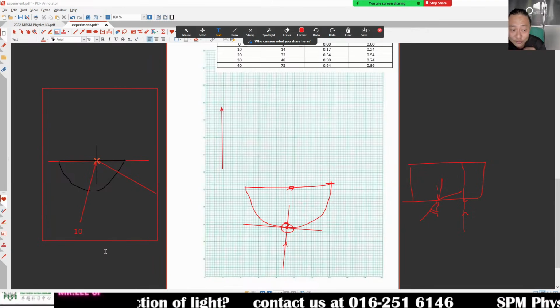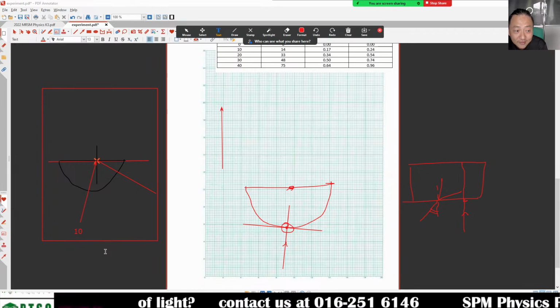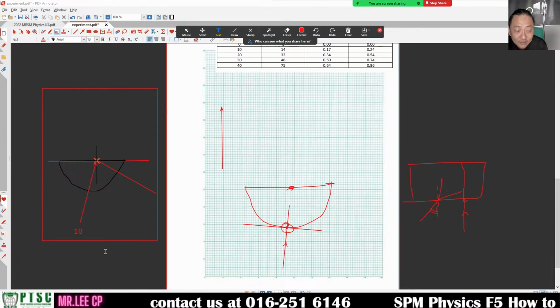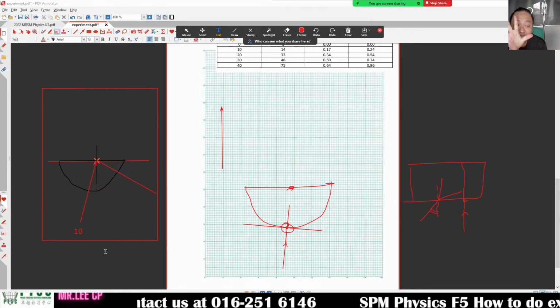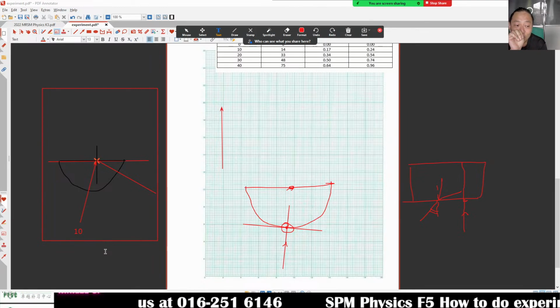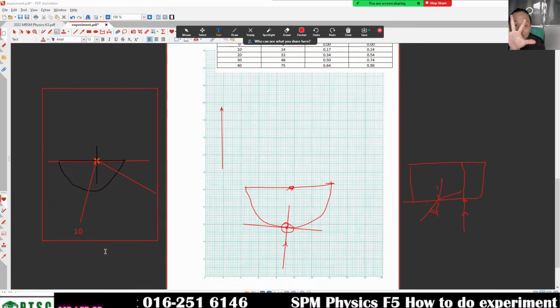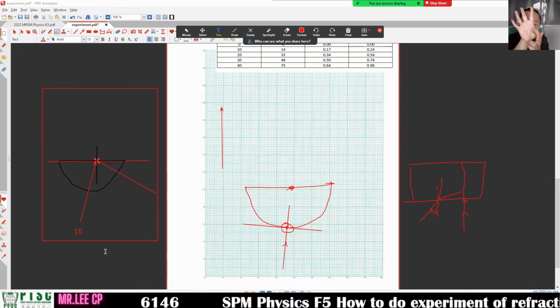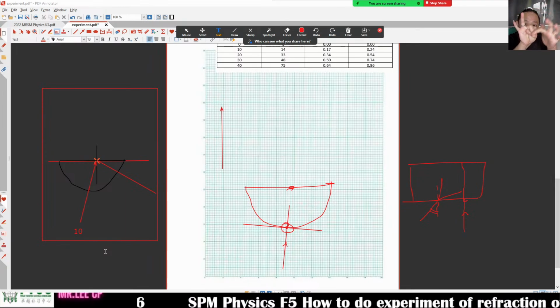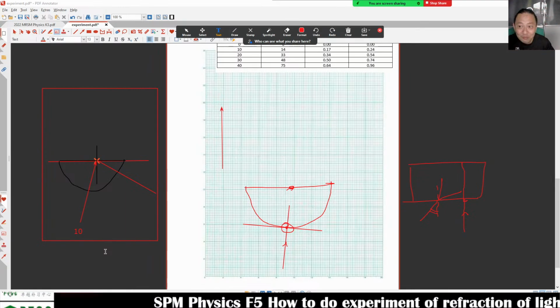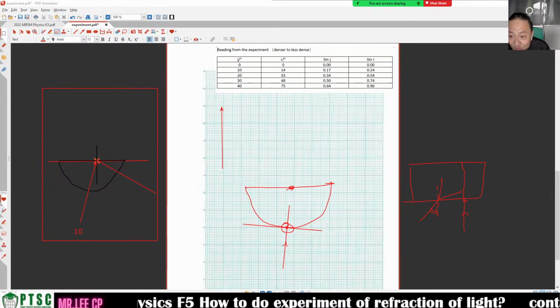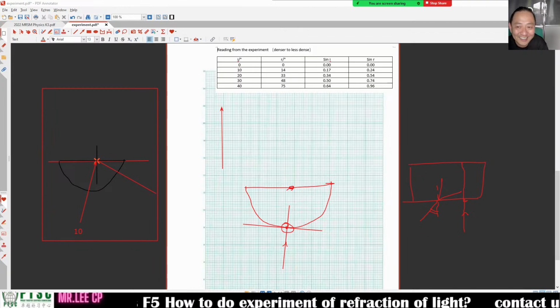You got 3 values. To get 5 points: 0, 10, 20, 30, 40. Right? I got 5 points: 0, 10, 20, 30, 40. You see here? 5 points, 1, 2, 3, 4, 5. I plotted for you already.